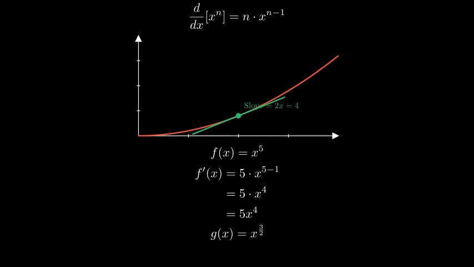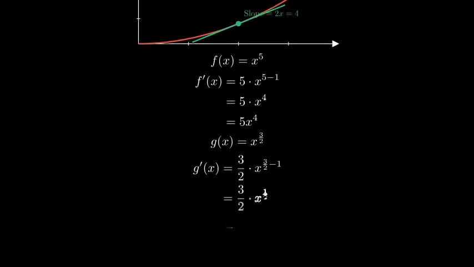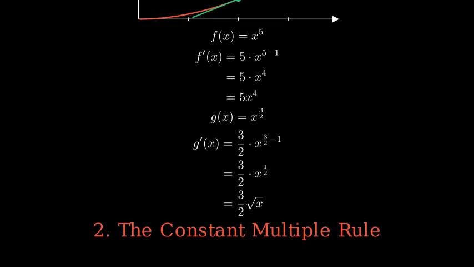Let's try one more example. Find the derivative of g of x equals x to the 3/2 power. Using the power rule, we take the exponent 3/2 and multiply it in front. Then we reduce the exponent by 1, giving us 3/2 minus 1, which equals 1/2. So the derivative equals 3/2 times x to the 1/2 power, which we can rewrite as 3/2 times the square root of x. Next, let's look at the constant multiple rule.